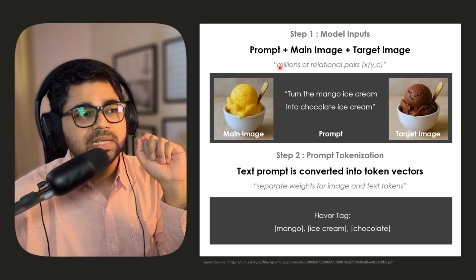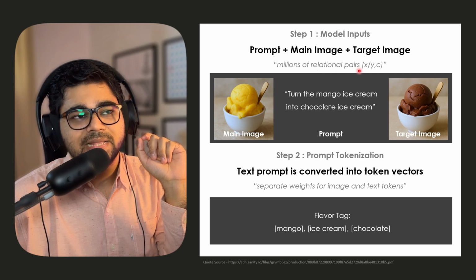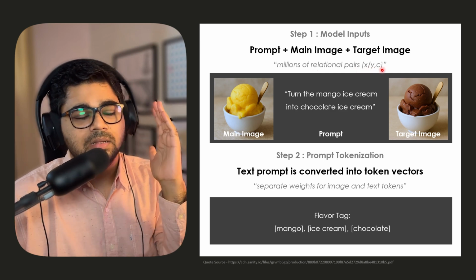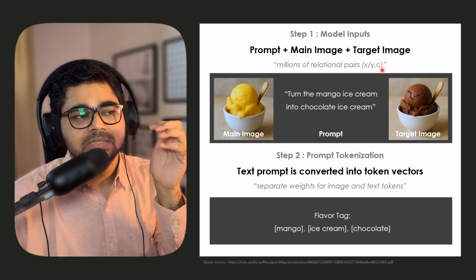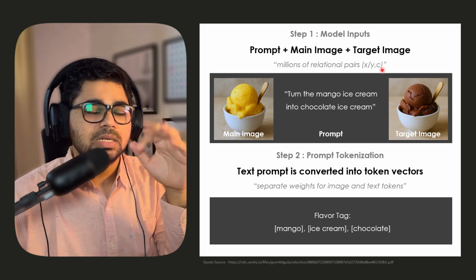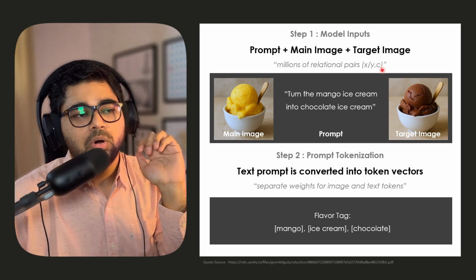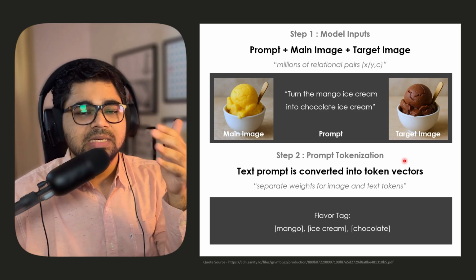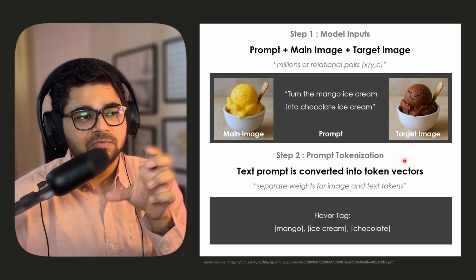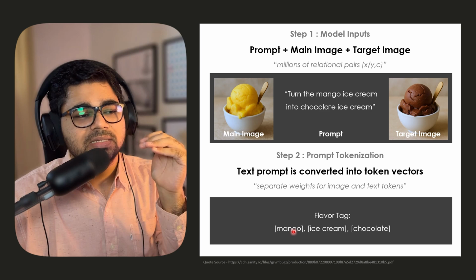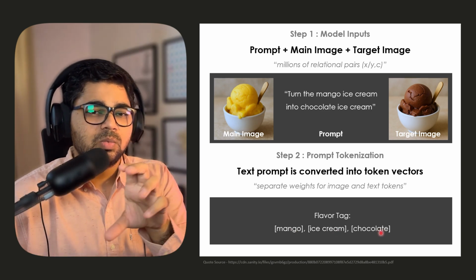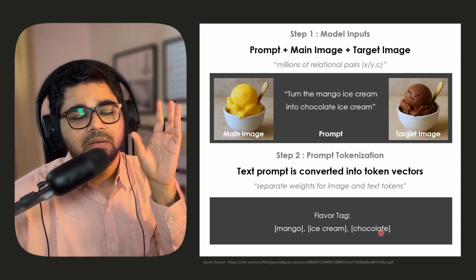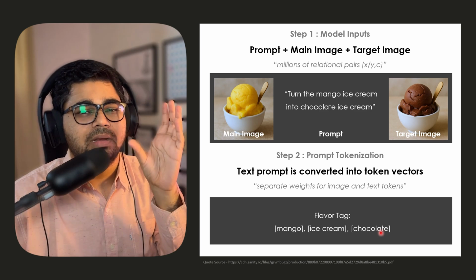So they say millions of relationship pairs, which is x/y and c, where x and y are the main image and the target image, and c is your prompt. So all these three go in the training process. Now what happens to the prompt? Similar to the diffusion process, it gets tokenized, basically splitting it into its separate words. For example, here mango, ice cream, chocolate gets split up into separate words, and they get a unique vector, basically one unified vector.